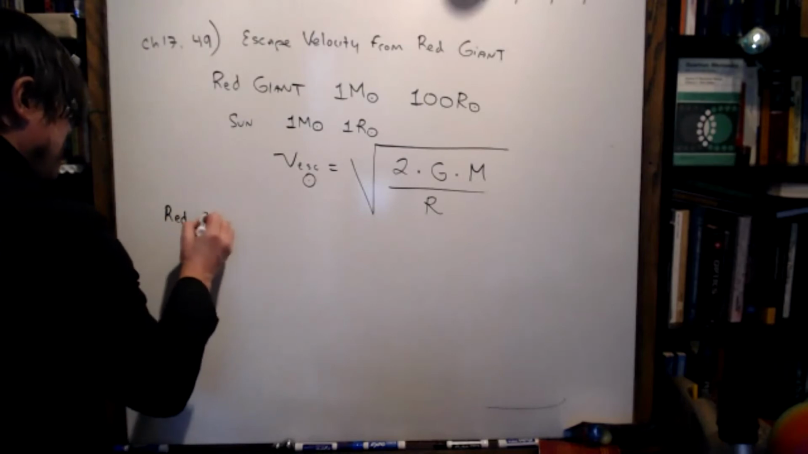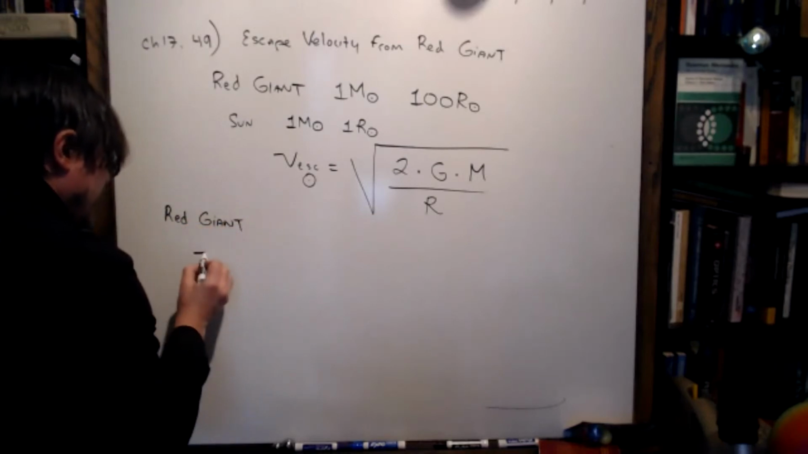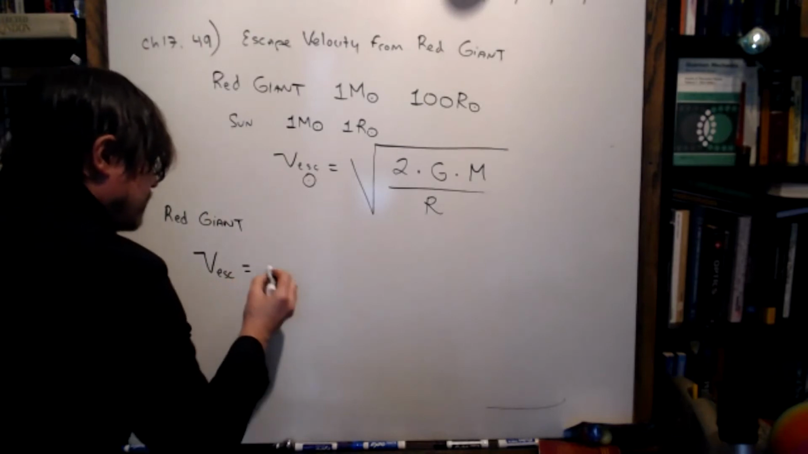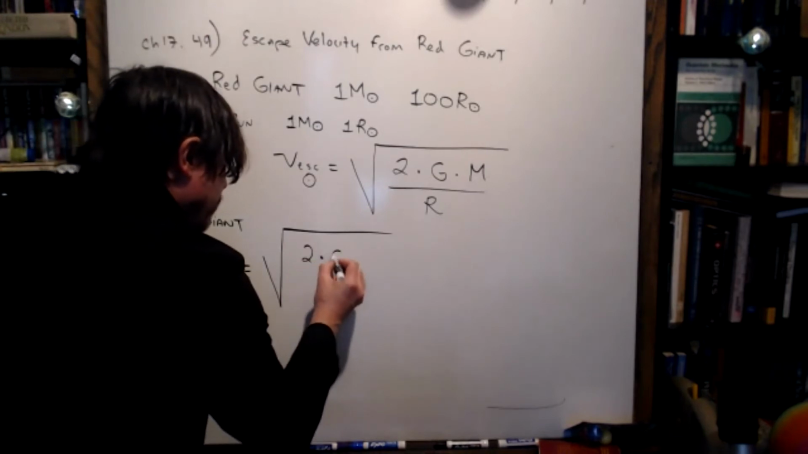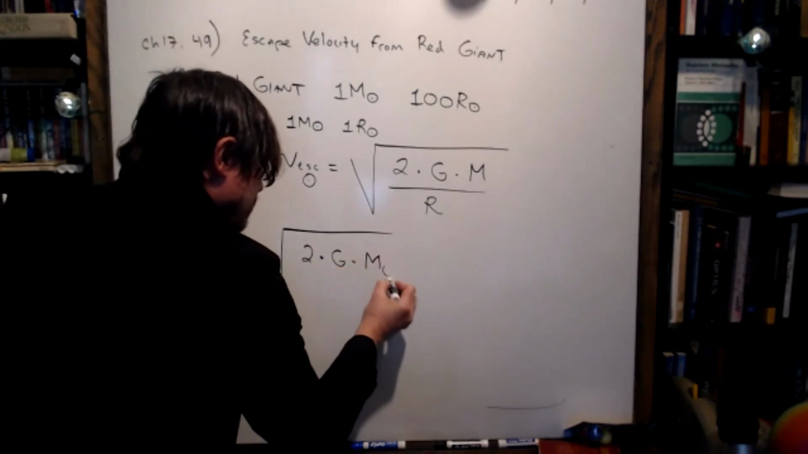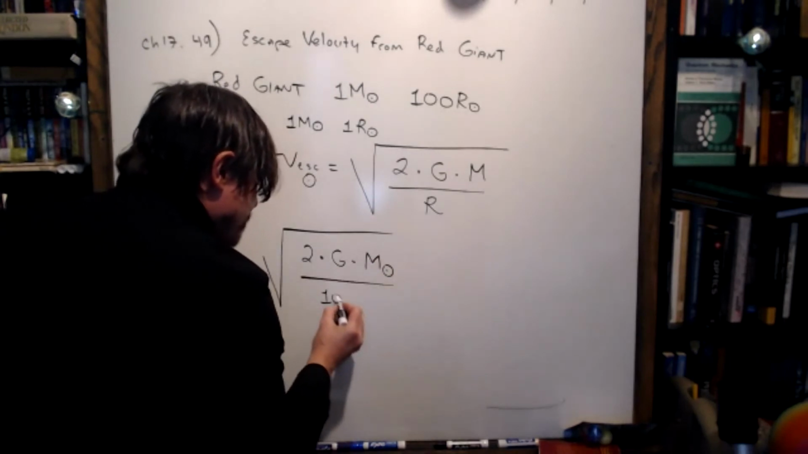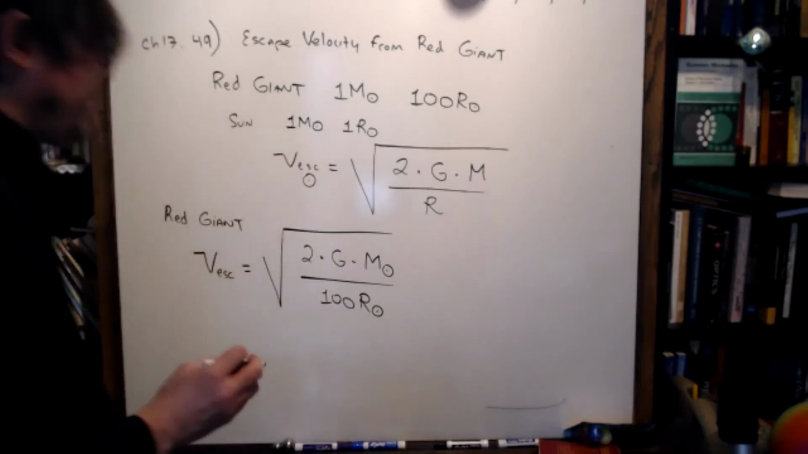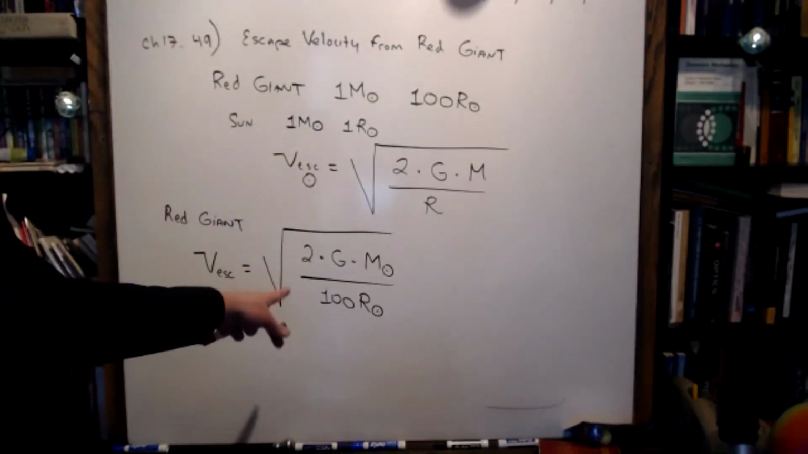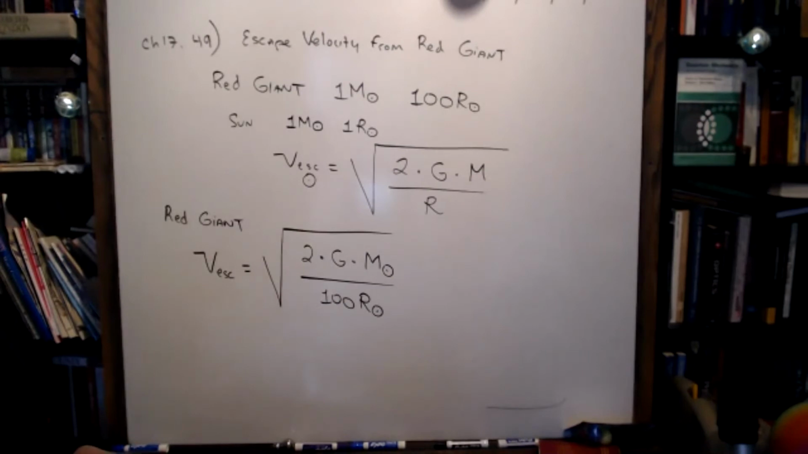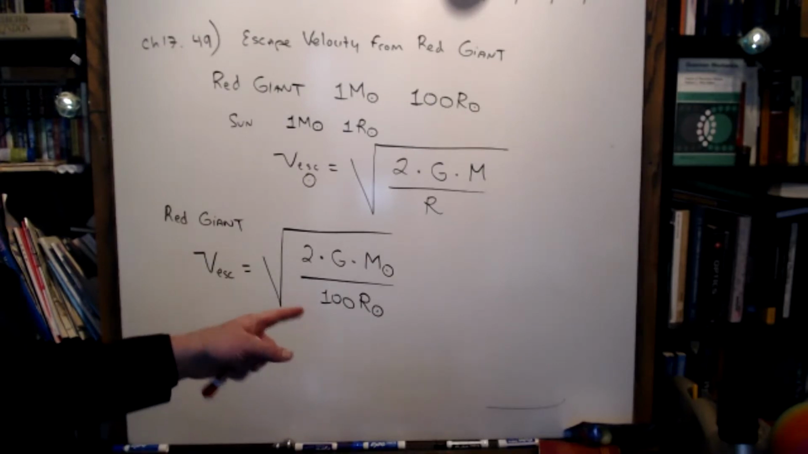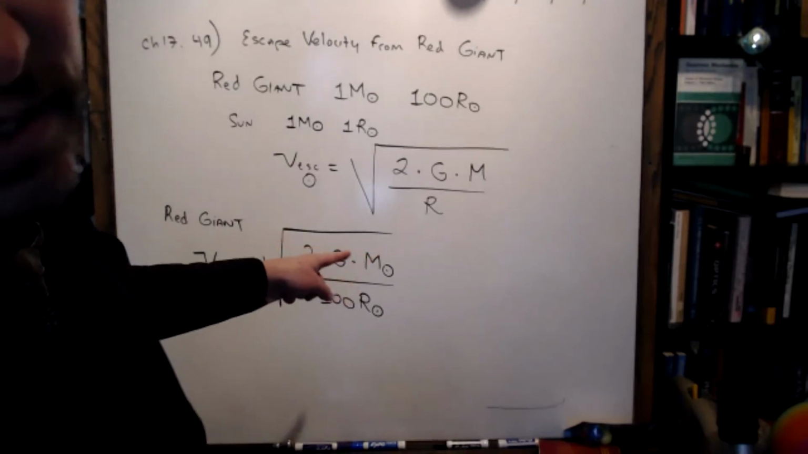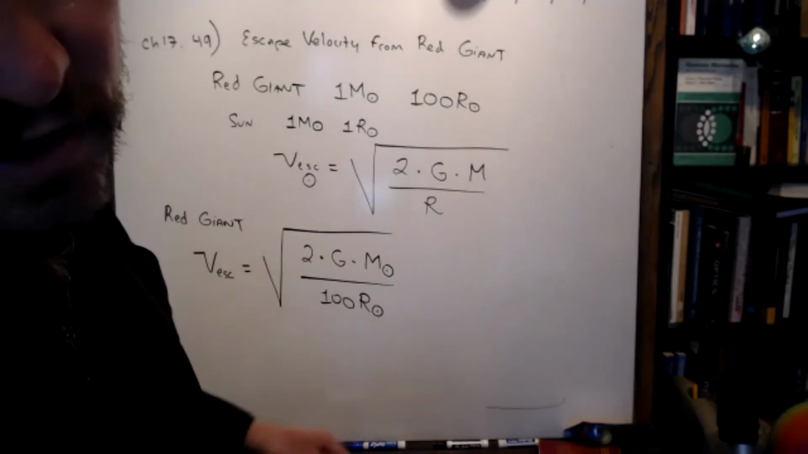For the red giant, the velocity of escape is going to be the square root of, I'm just going to write this out symbolically at first, 2 times G times the mass of the sun over 100 solar radii. Guys, how does this calculation differ from the previous one that we just did? By what factor? The radius, the 100. But it's not just 100, you're square rooting the 100. And you have to distribute the square root to each term.